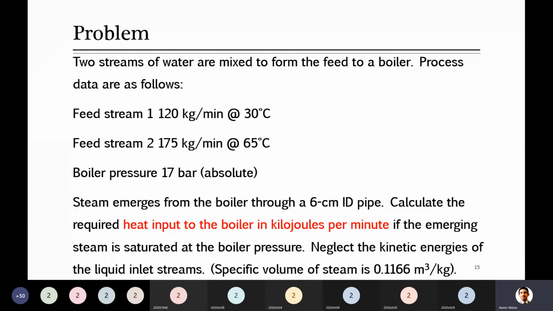Then for phase change, you know that we have to provide the heat, and for that, he asks you to calculate how much heat you have to provide. Calculate the required heat input to the boiler in these units, if the emerging steam which is leaving is saturated at the boiler pressure.